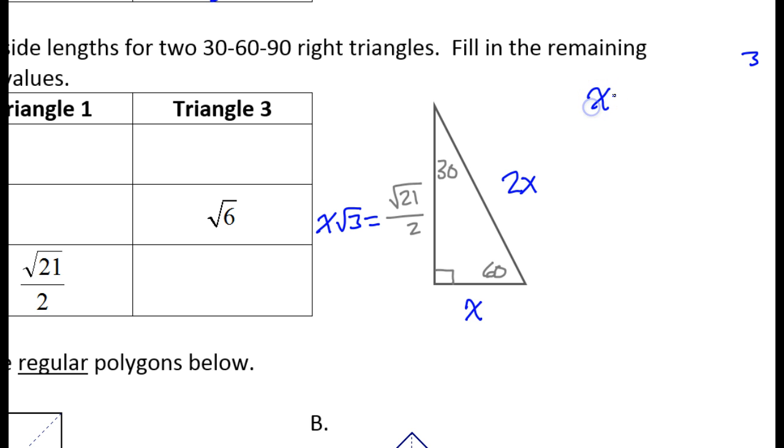So I have x radical 3 is equal to radical 21 over 2. So what I need to do is divide both sides by radical 3. So I'm going to divide this side by radical 3, and I'm going to divide this by radical 3. Again, when you divide a fraction by something, all you really have to do is put it in the denominator. So I take this fraction. If I want to divide by radical 3, just put radical 3 in the denominator.